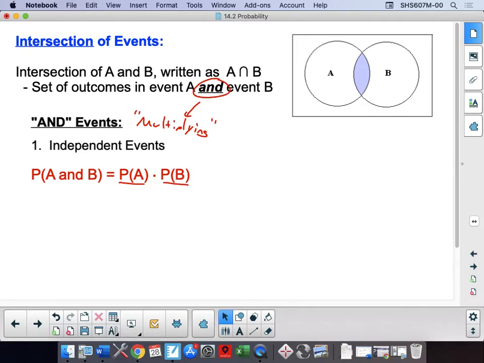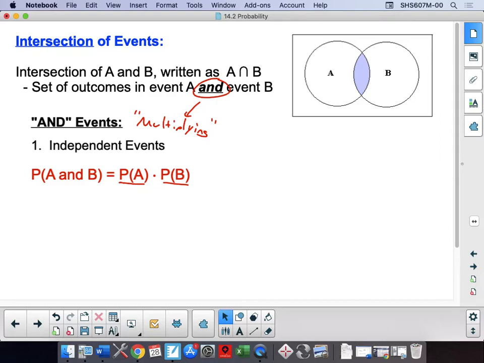So if my events are independent, what's the probability that I roll a 4 on my die and get a head on my flip? Does rolling my die and flipping a head on my coin have any effect on each other? They're completely independent of each other. Rolling a die does not affect me flipping a coin, right? The two things are completely separate events, so they call these independent events.